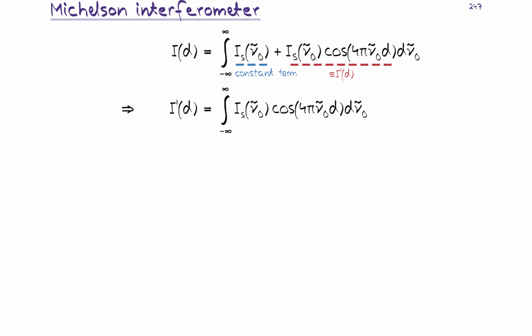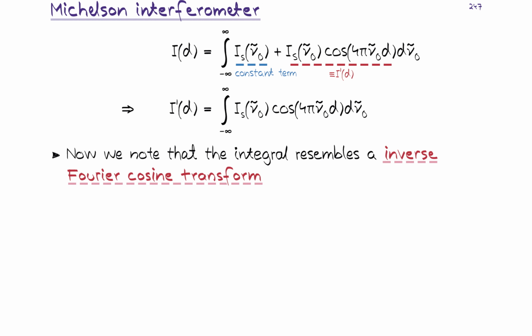And if you are already familiar with the Fourier transforms, then you might be able to already notice that this integral actually looks like an inverse Fourier cosine transform of some given function. So essentially it looks like we are dealing with the math that we can write a time varying function using a Fourier cosine transform.